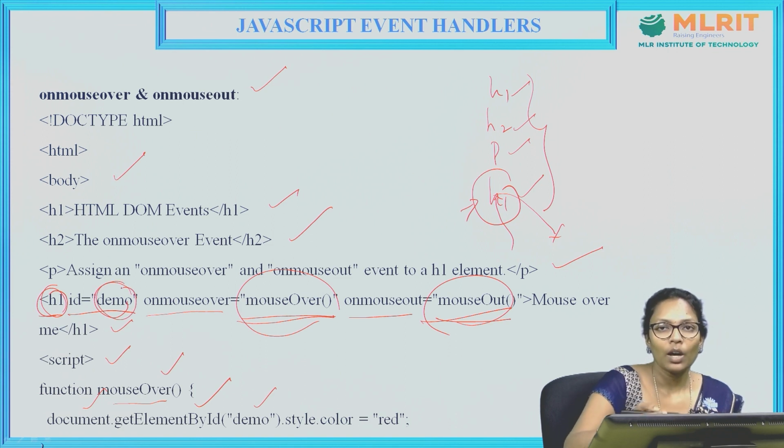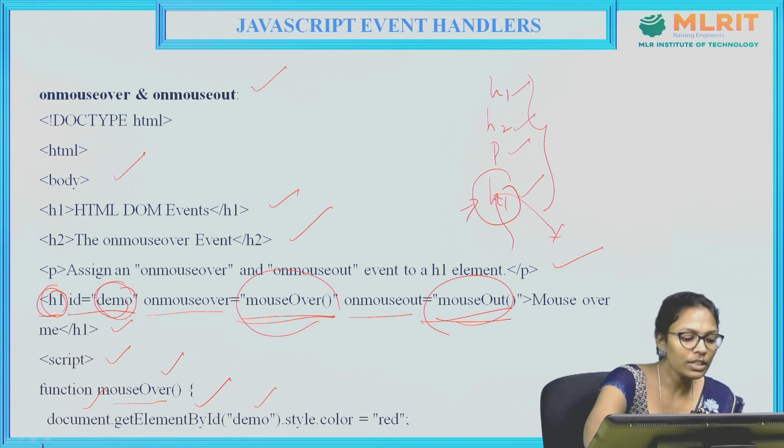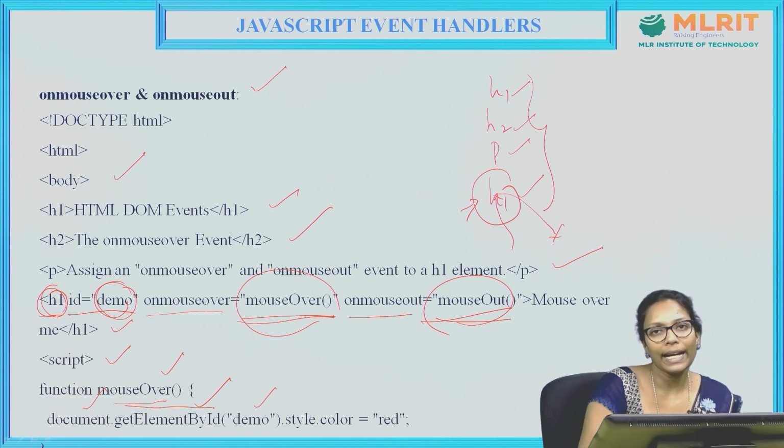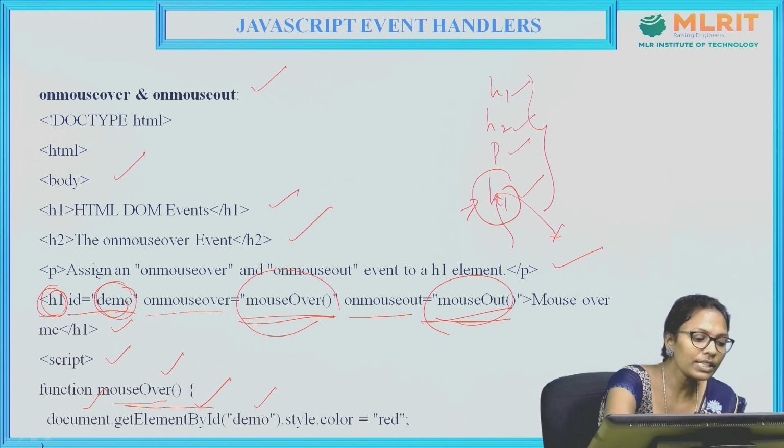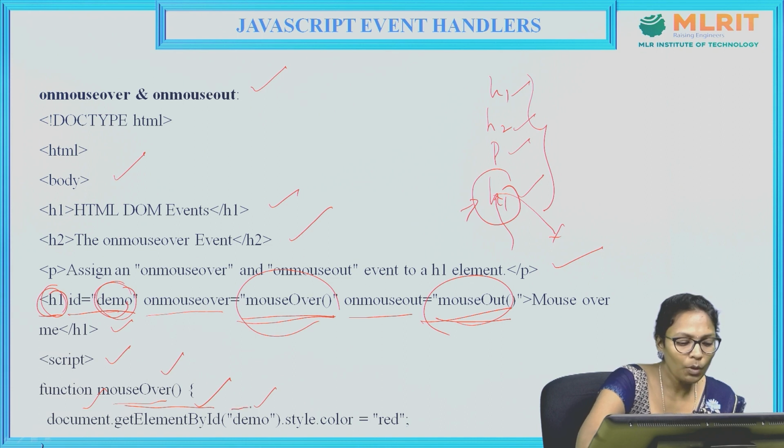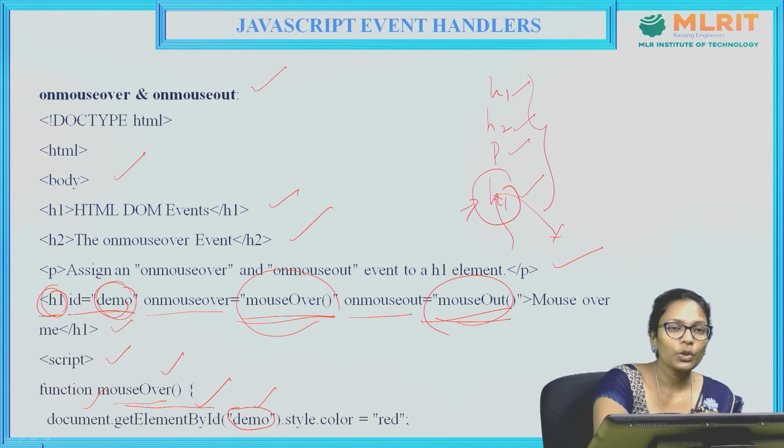Demo. Now to get that element, we have a function here. What is that function? Get element by ID. You are accessing the element using ID. What is the ID you have given for this? Demo. So that demo value I am passing here. So document.getElementById, if I pass demo here, what happens?